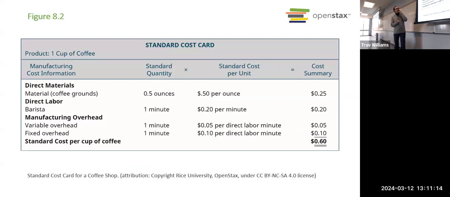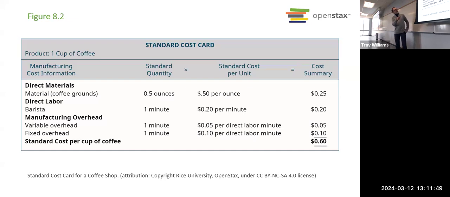Here's an example of a standard cost card. I think this is a coffee shop. If we wanted to know what our standard costs are for a cup of coffee, well, we know that production costs include material, labor, and overhead, right? And the fixed overhead is pretty much going to be what we expect it to be. So really, we're just looking at the variable costs.